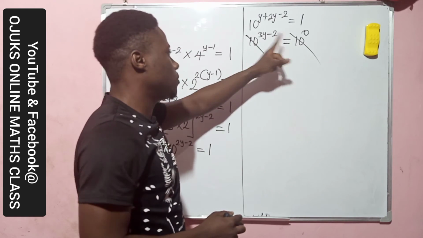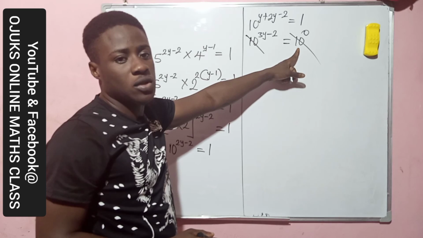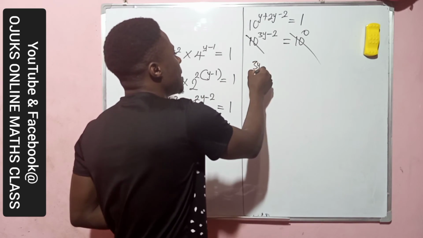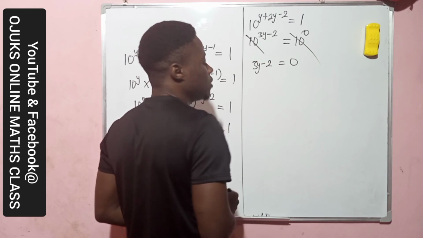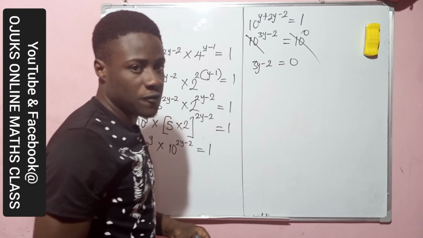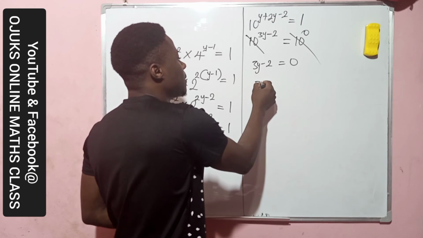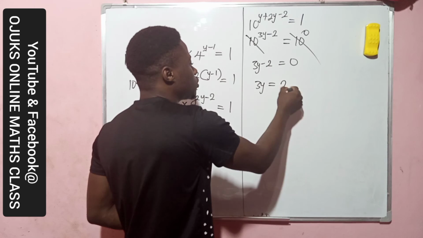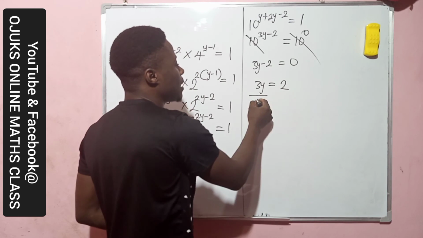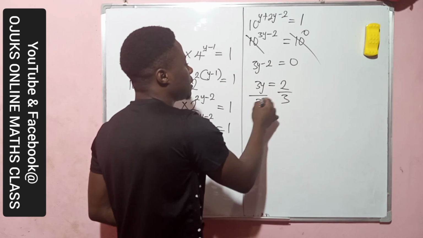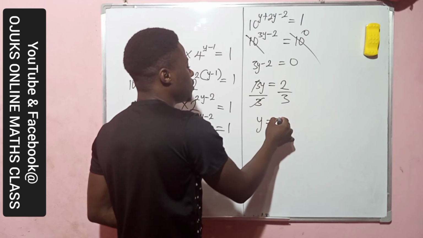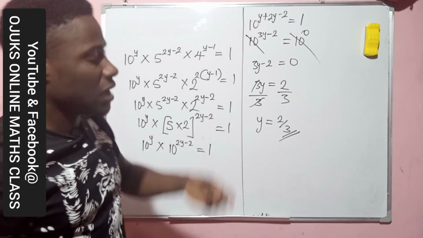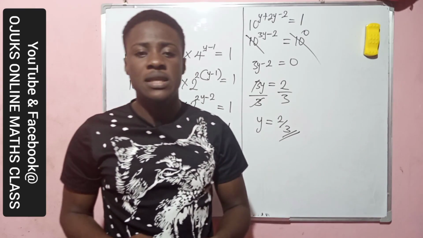because this side of the equation is equal to this side of the equation, so I cancel out the 10. In return, I'm having 3y minus 2 equals 0. I want to make y the subject of the formula. I will have 3y equals, moving 2 to the other side of the equation, just 2. Divide both sides by the coefficient of y, which is 3. So y is equal to 2 over 3. So it's very simple to solve an equation pertaining to indices. Thank you.